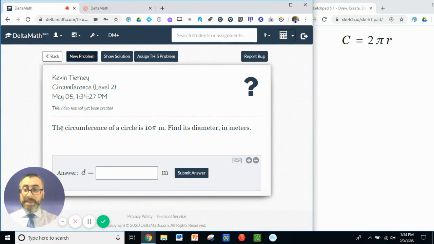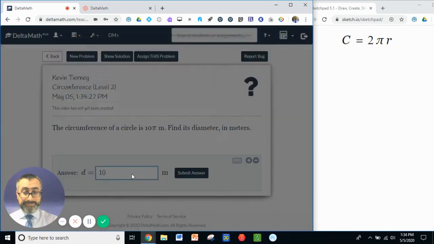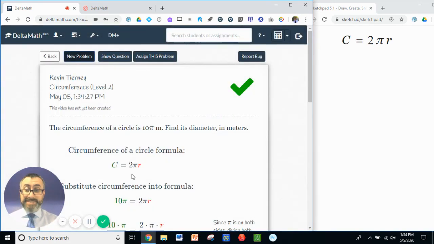Okay. The circumference of a circle is 10 pi meters. Find its diameter in meters. Shortcut's even easier here. To find the diameter, I just take off the pi. 10. That was it. So, take your time with these problems and then see if you can use the shortcuts to make your job easier. Let me know what your questions are, and good luck.